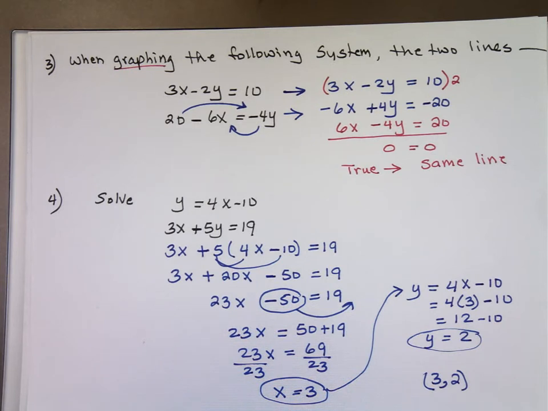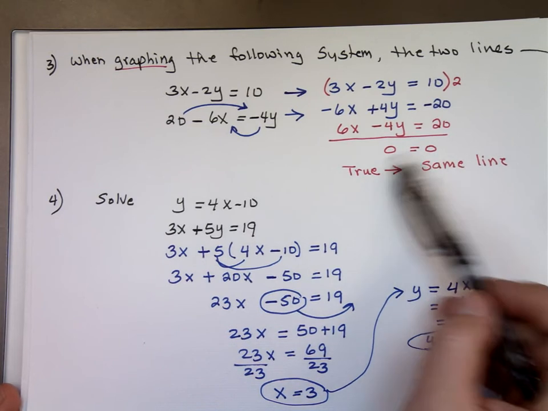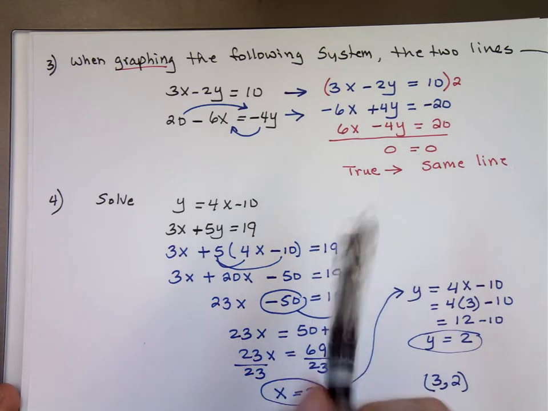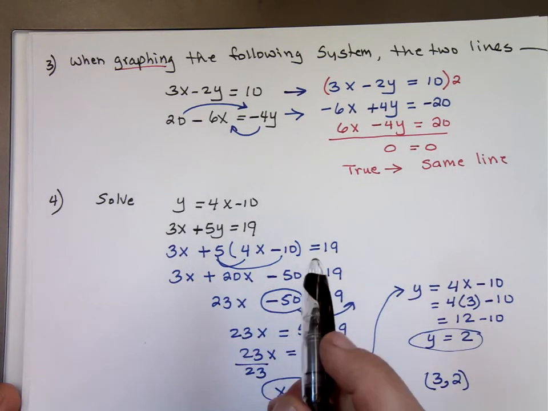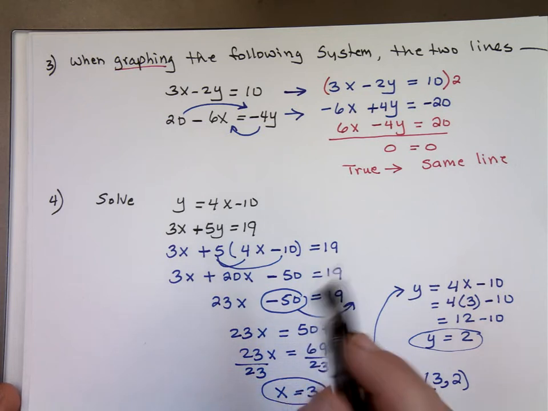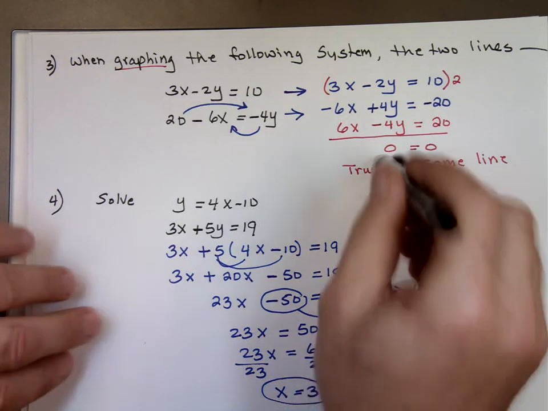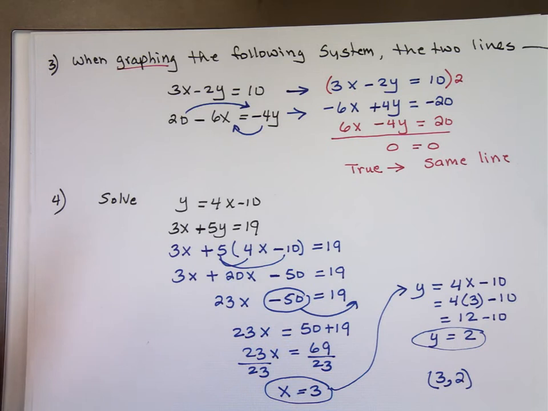Maybe another one from chapter 4 before I go to chapter 5. By the way, if this was 0 equals 3, it's a false statement. What would that mean? Instead of 0 equals 0, that's the same line. If that was 0 equals 3 or 5 equals 12, what does that mean? No solution, exactly, Jamie. Parallel lines, they'll never intersect. Correct. So if you get a false statement, it means there's no solution, the two lines will never intersect, and the only way that will happen is if the two lines are parallel.